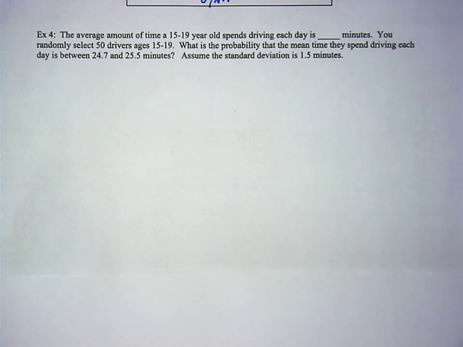Okay, the average amount of time a 15 to 19-year-old spends driving. Anybody want to take some guesses? 25? No, 30, at least 30. How many years ago was this made? 2015. 1 hour. I'll say 20. 25 minutes. It's 25 minutes, and the standard deviation is 1.5 minutes, so way off there.